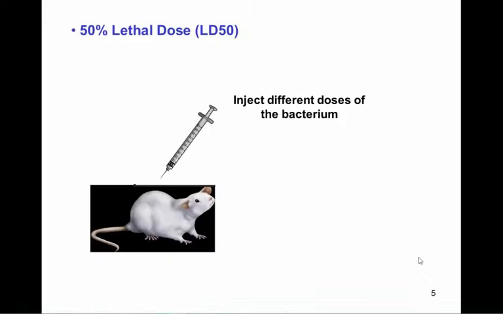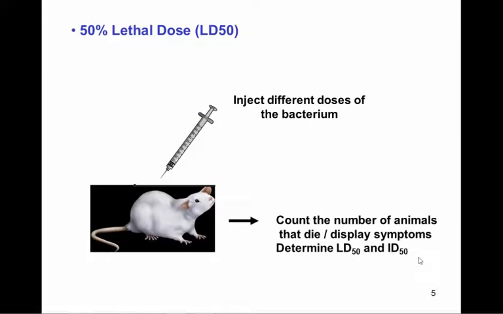So how do you measure the ID50 or the LD50? Very simple. You prepare different doses of the bacterium and you inject them or administer them to a bunch of animals. You might infect 10 mice at each dose or 6 or something like that. And then you follow them over time and you count the number of animals that either die or display symptoms. And this will allow you to determine the 50% lethal dose and the 50% infectious dose.